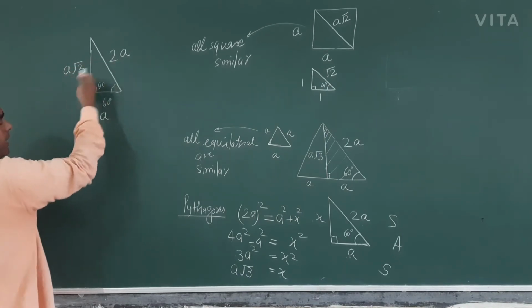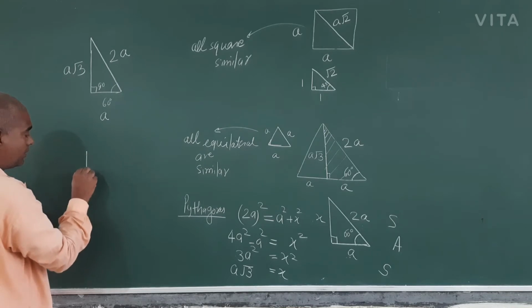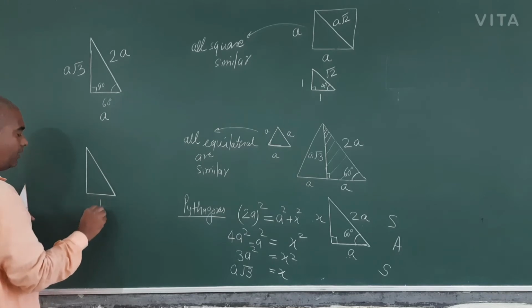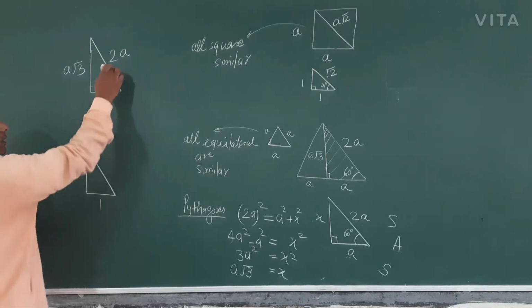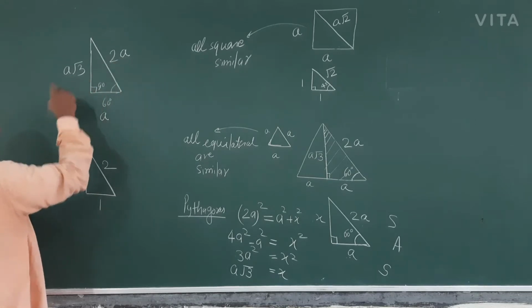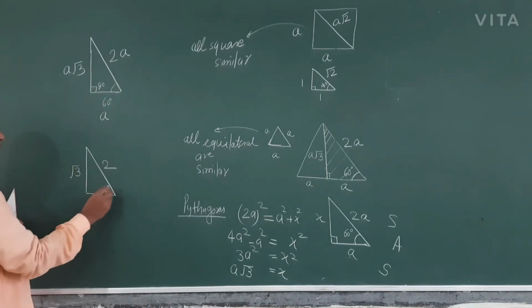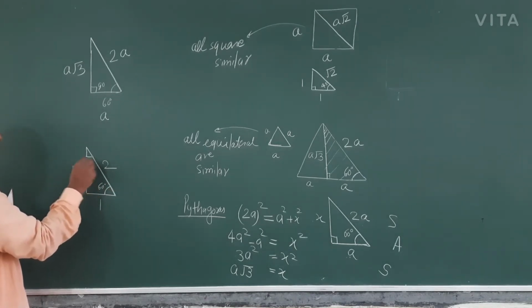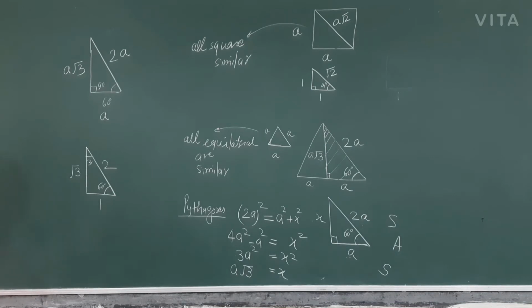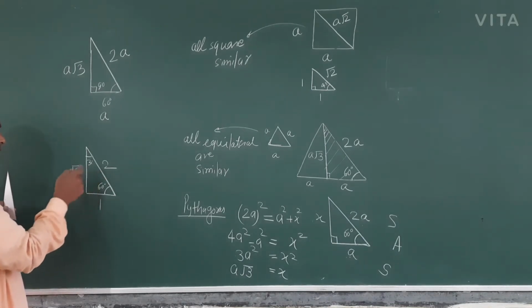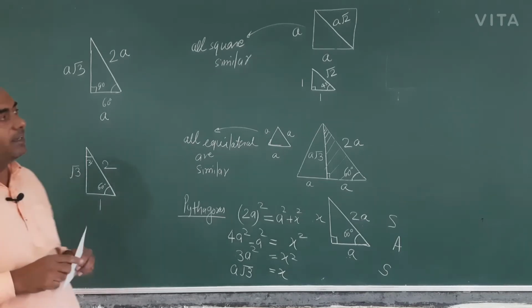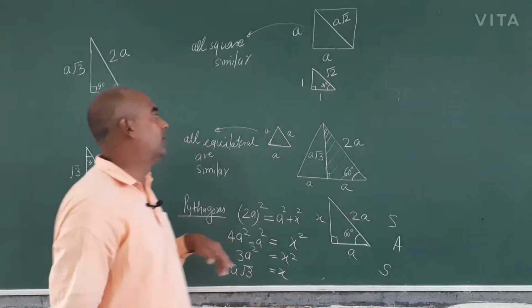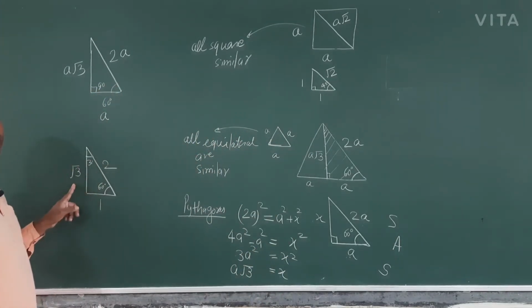If I remove A to get a unit triangle, what will I get then? This is 1, A for 1, 2A means 2, and this is root 3. For simplicity we write 1, 2, and root 3. So you will learn 1, 2, 3, but root 3, just like here 1, 1, 2, but root 2, and here 1, 2, root 3.